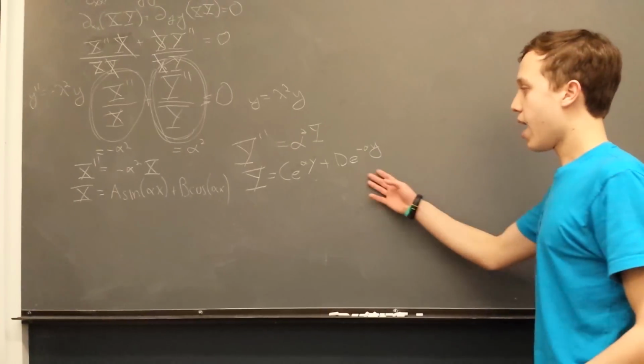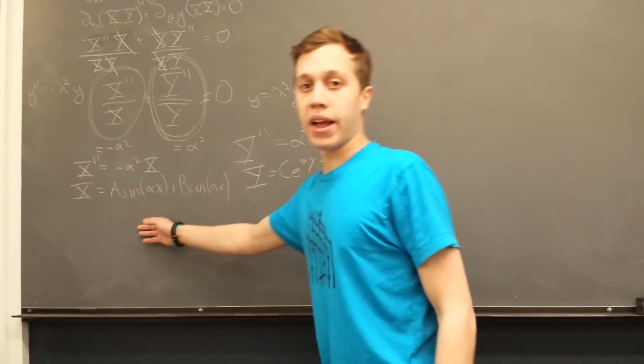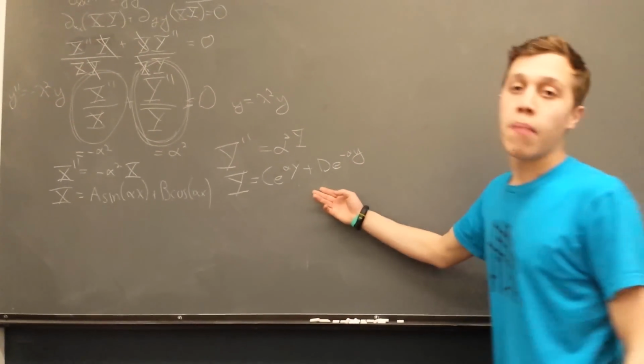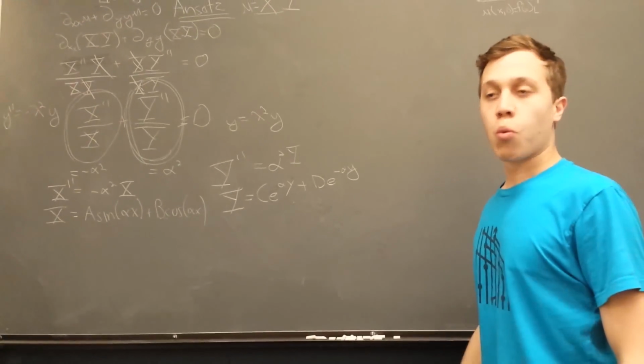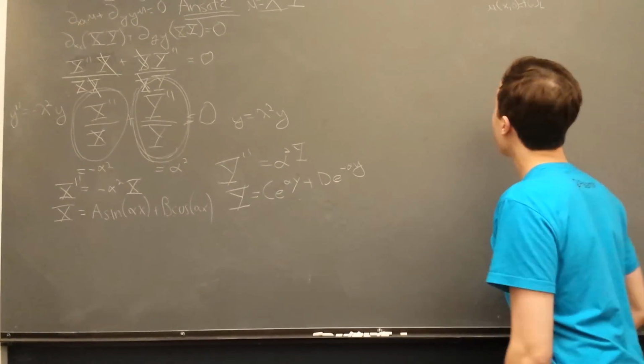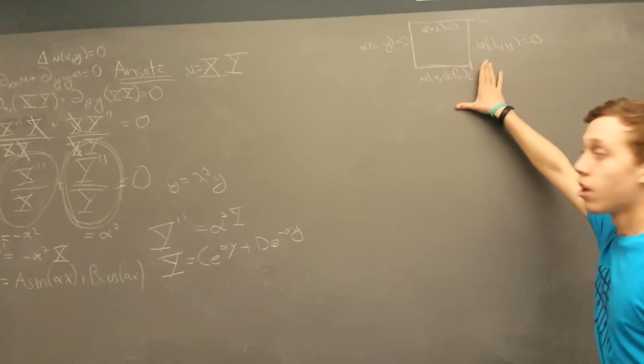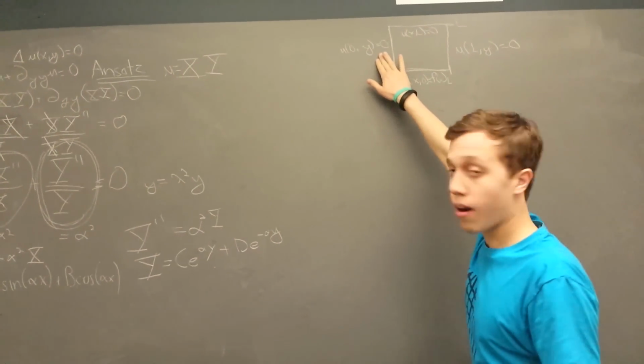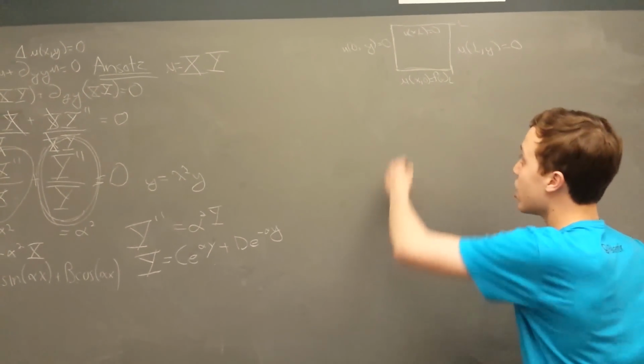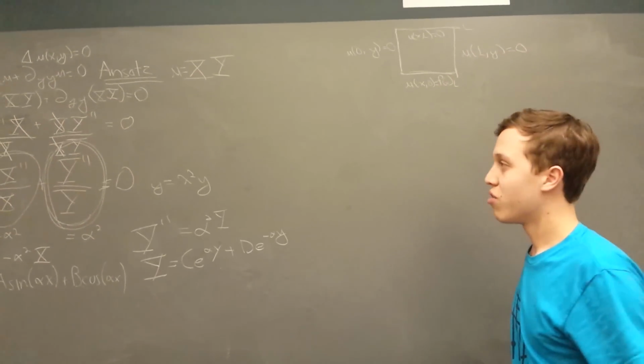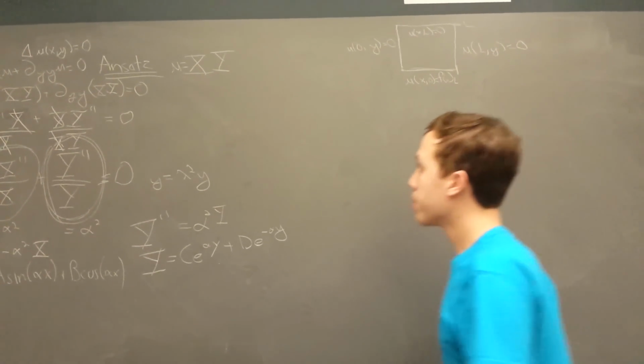So now we have two equations for big X and big Y in terms of some eigenvalue alpha. So we want to solve for this eigenvalue alpha by using our boundary conditions. Let's start by using this boundary condition here. This says that u of 0, comma y equals 0. So what exactly does that mean?